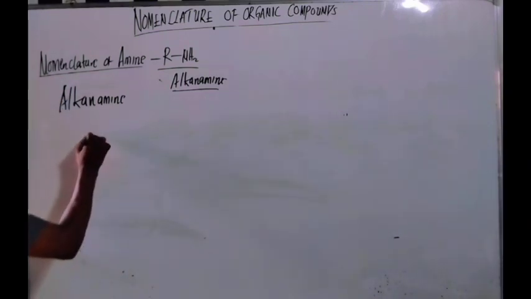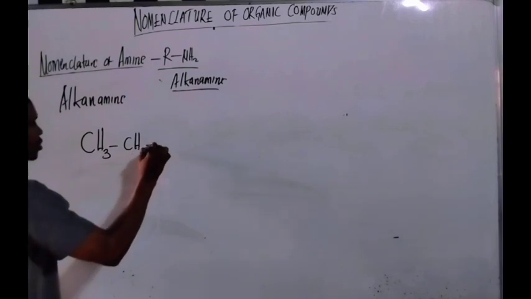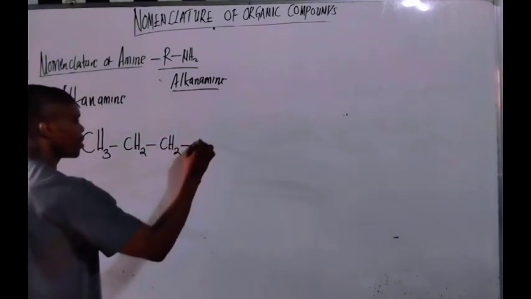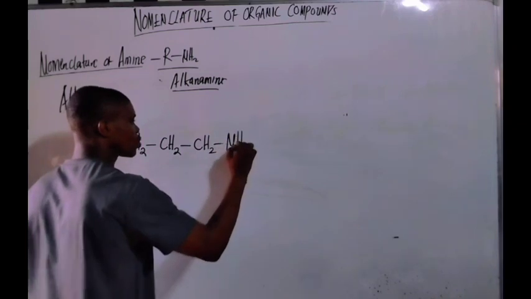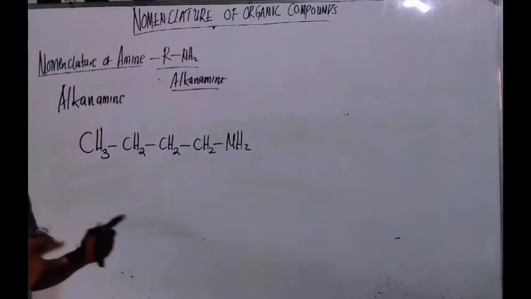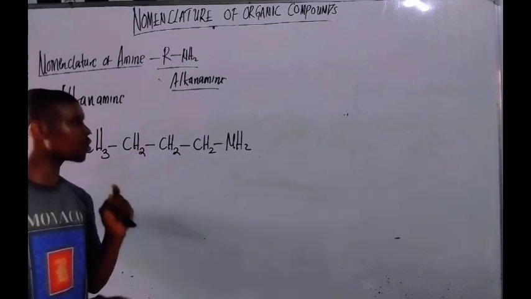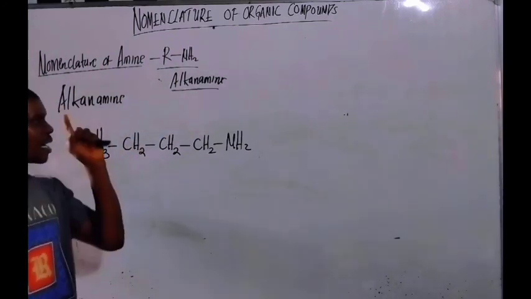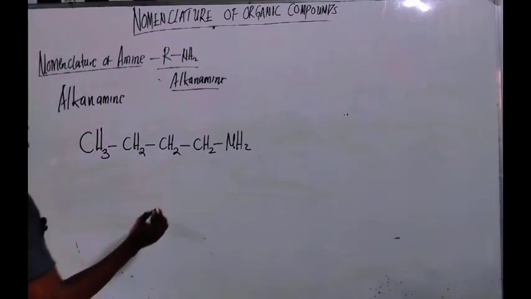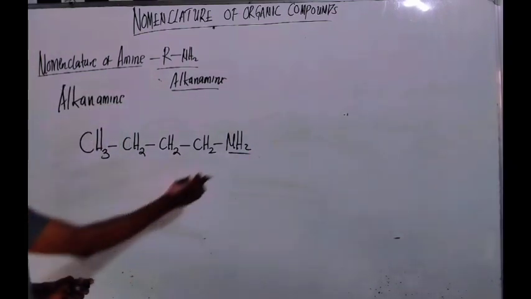So here I have CH3, CH2, CH2, CH2, and here we have NH2. You understand? Now, although you can also name it as butylamine, right? But we don't want to use that here. I want to use alkanamine to name it. So, this carbon is carbon number 1. Do you understand? This carbon is carbon number 1.